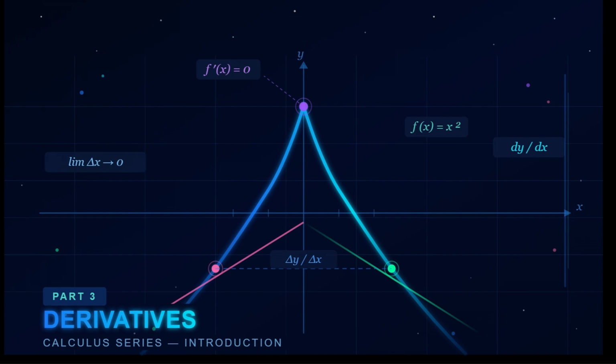Today, in Part 3, we take what may be the most important step in the entire series. We define and explore the derivative. The derivative is not just a formula or a rule to memorize. It is a profound idea about how things change. Whether you're describing the velocity of a falling object, the slope of a curve, or the rate at which a population grows, you are thinking about derivatives. Let us begin this beautiful journey together.